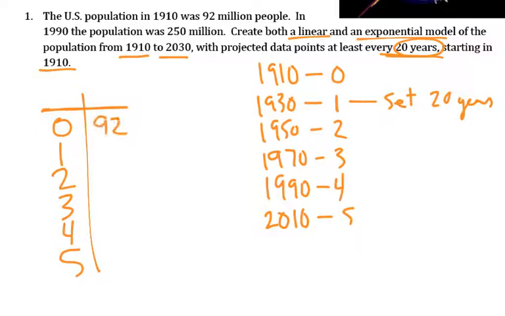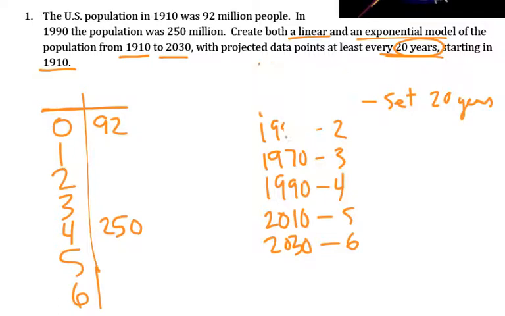So at 0, we had 92 million people. We'll just call it 92. And at 1990, we had 250 million, okay? And I actually forgot to go to 2030, didn't I? 6. There we go. Okay, so now we've got to figure out both a linear and an exponential model.